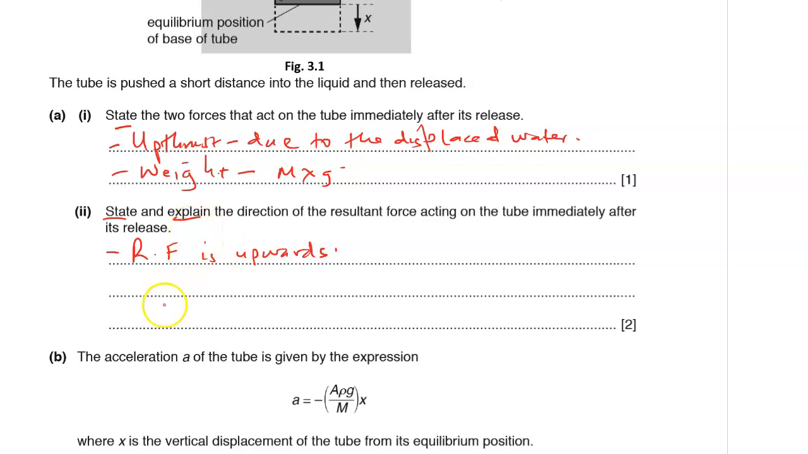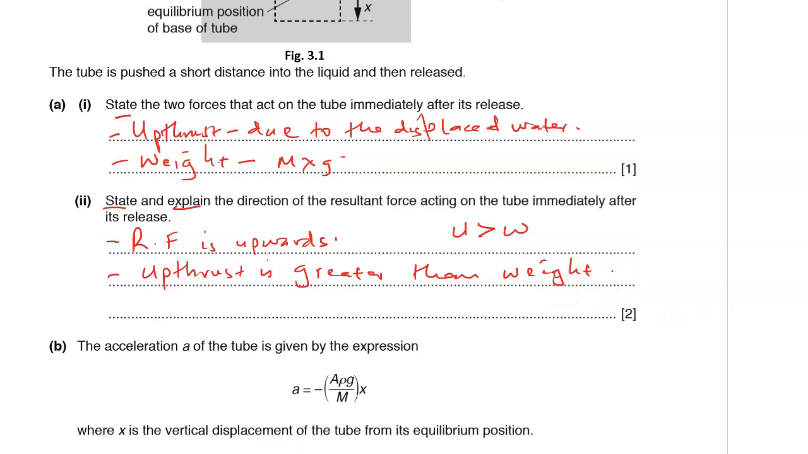Okay, let's explain that. Of course, since there are two forces acting, it means that the upthrust will be greater than the weight. Sorry, the upthrust is greater than the weight of the tube. There you are.